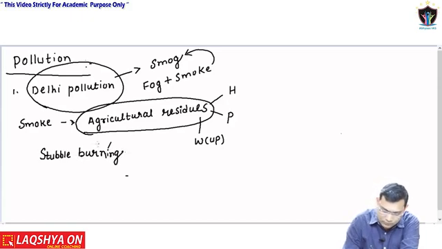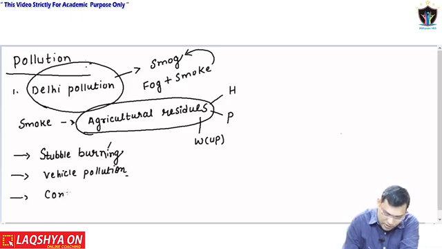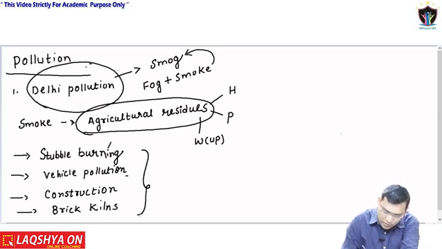Now, this stubble burning concept, and also the other things are vehicle pollution, vehicular emissions. Other is construction activities, and also brick kilns. All these are some of the causes.